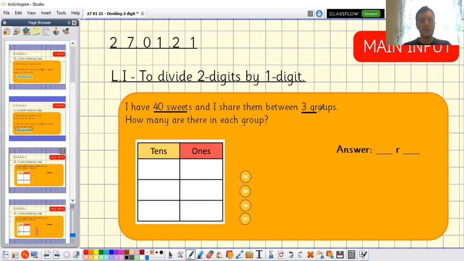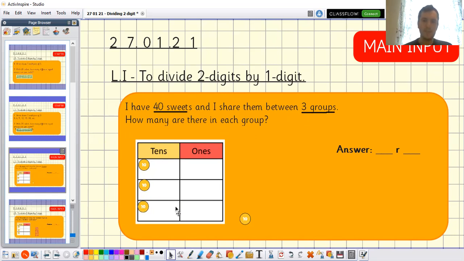And I've got those 40 sweets represented as 4 tens down here. I'm sharing them between 3 groups. That's why my place value grid is split into 3 groups. How many are there in each group? Well, let's start by sharing those tens. See if we can make it work equally. 1 ten, 1 ten, 1 ten.